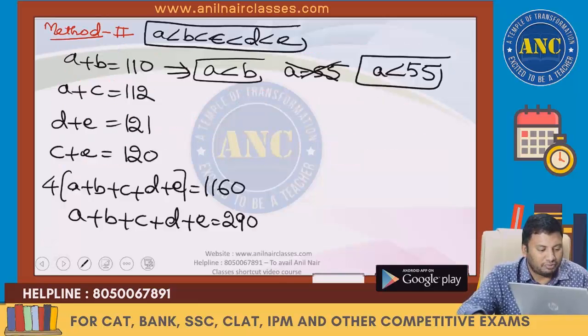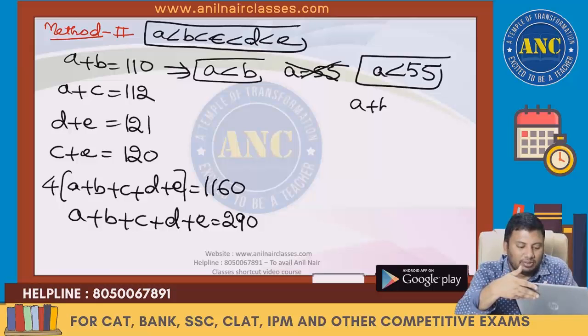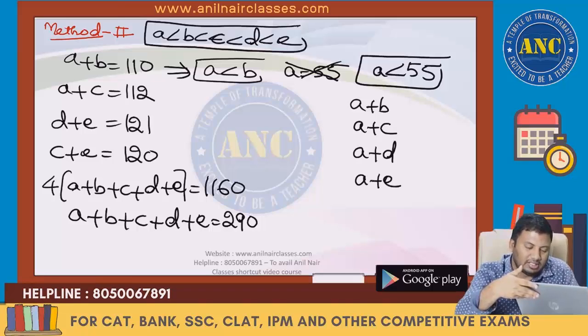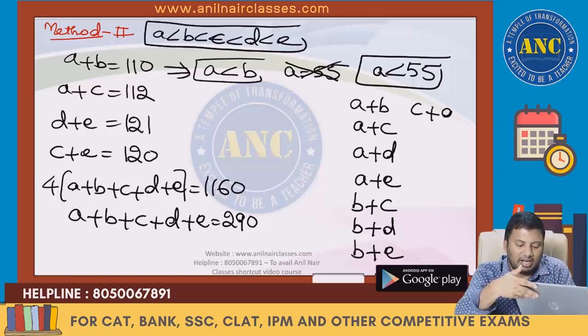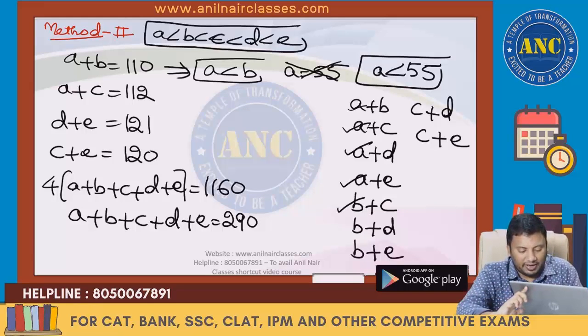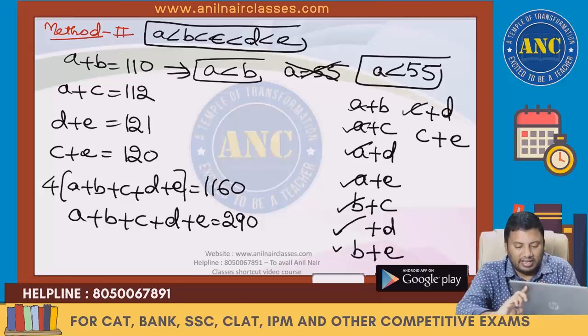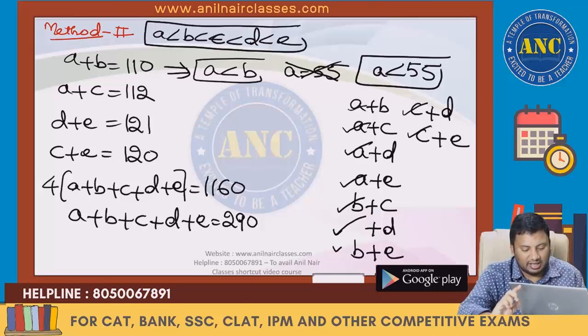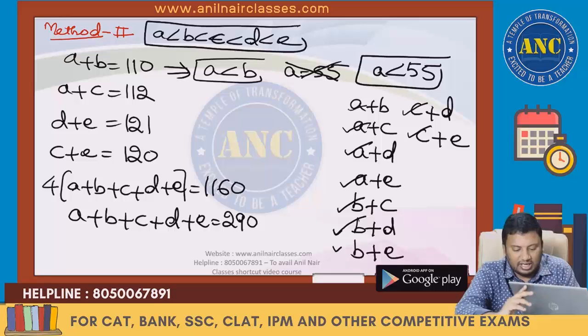Now, why is this 4 added? A is added with B, A with C, A with D, A with E. B is added with C, B with D, B with E. C is added with D, C with E. 1, 2, 3, 4, 5, 6, 7, 8, 9. What is the other case that is remaining? D is there with E.